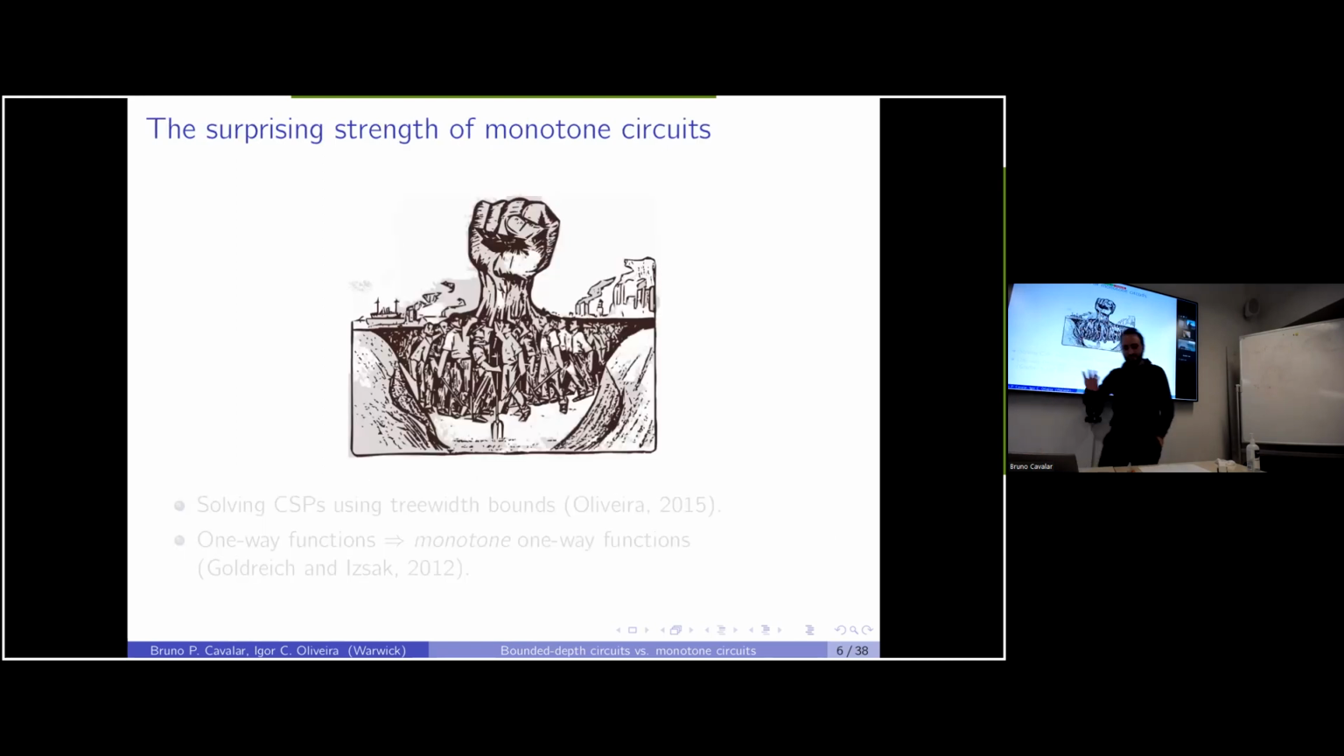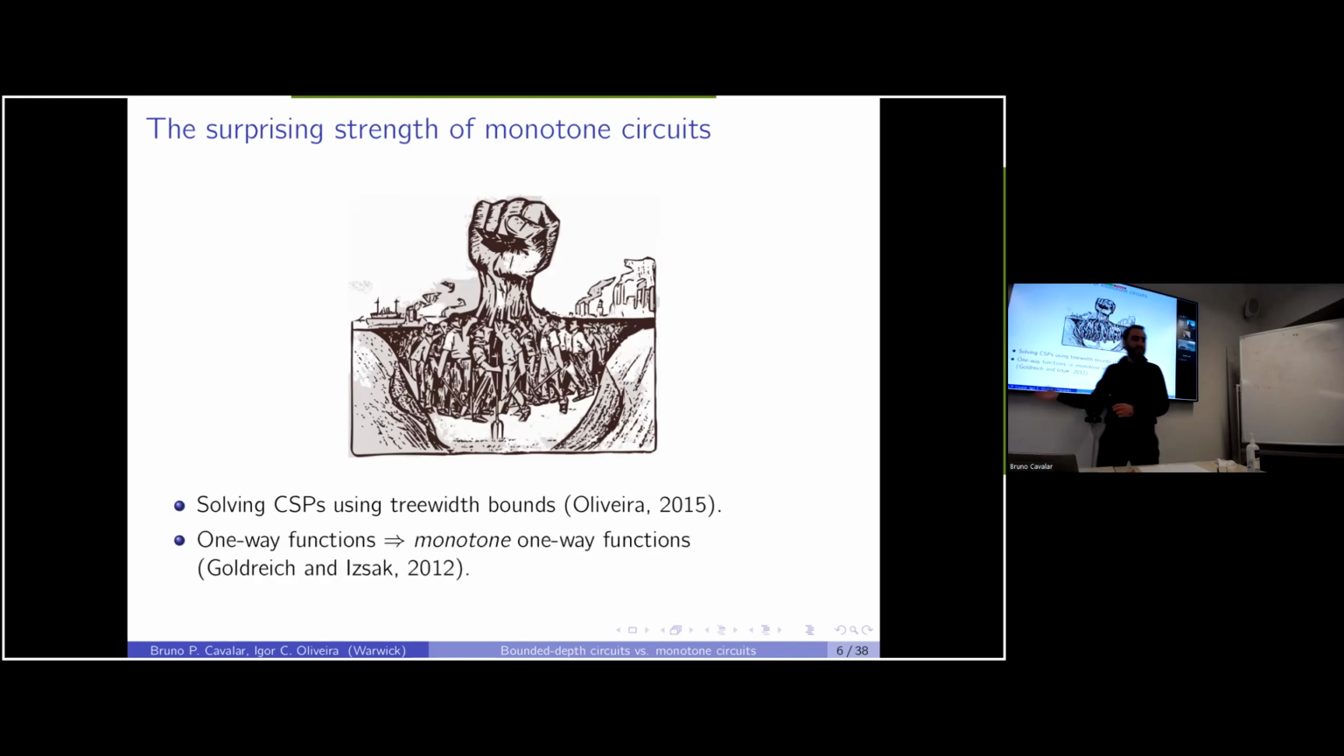Yeah. So I was going to say there are some contexts where monotone circuits can do things that the previous picture may suggest would be surprising. So they can solve constraint satisfaction problems when you have a bounded tree-width or graph-theoretic bounds on the graph of the constraints. Okay. And it has been shown already that if you have one-way functions, then you can have monotone one-way functions computed by monotone circuits.